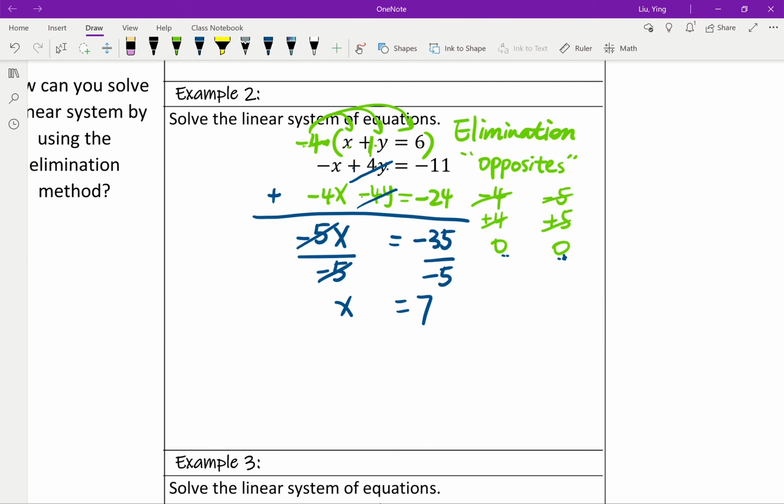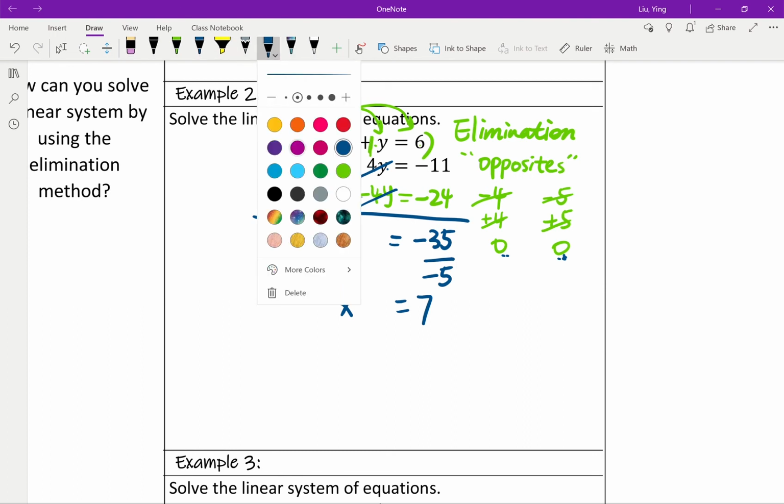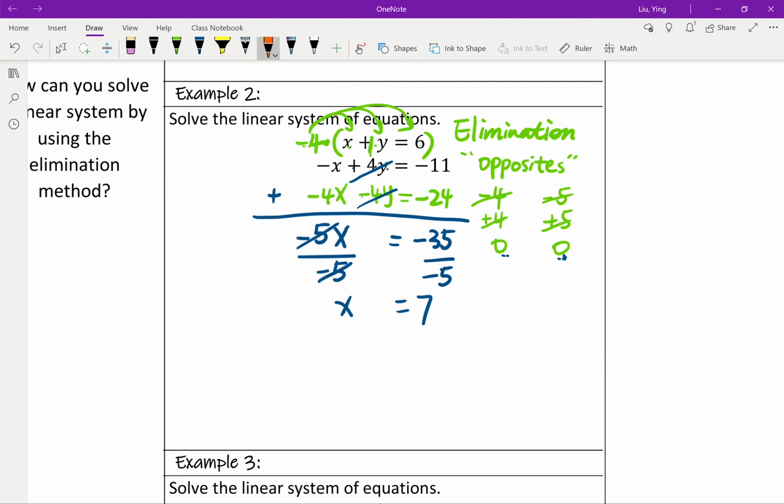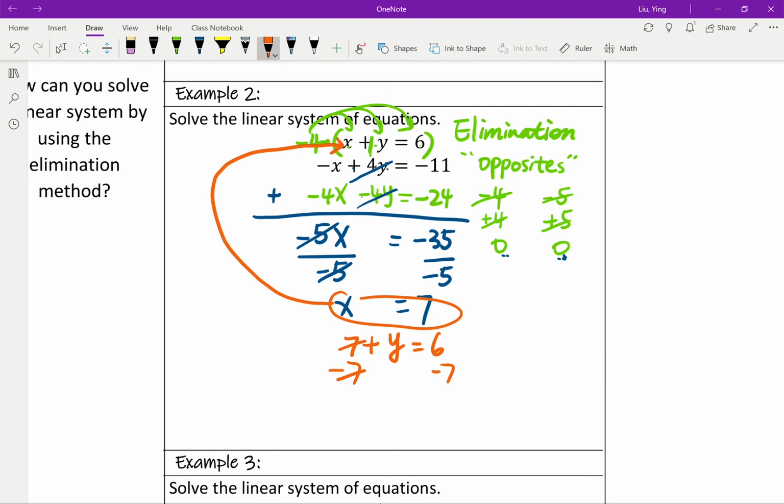So for example, I could choose the first one. So x equals 7. I'm going to plug it back in here. So originally it was x plus y equals 6. So now I have 7 plus y equals 6. What's y? Well, y equals 6 minus 7, which is -1. So together, then you have your answer. 7 comma -1, because that's x, that's y.